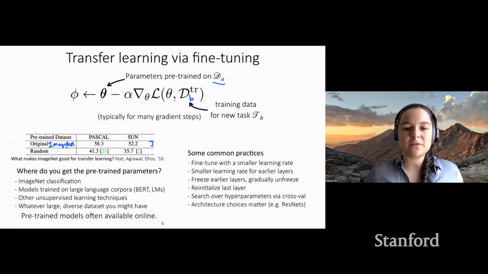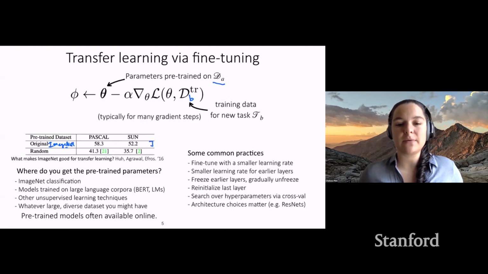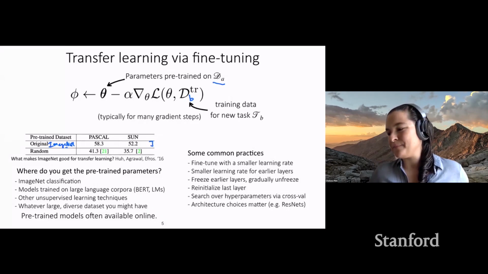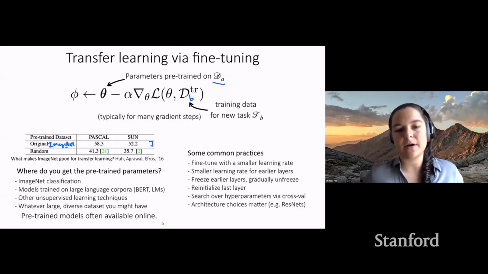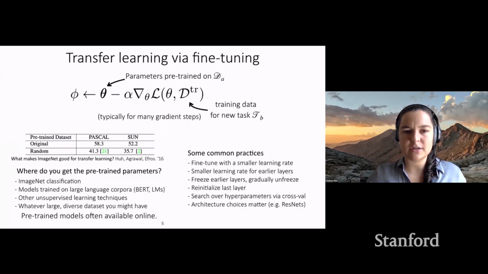And then finally, different architectures matter a lot. For example, a network architecture called residual networks, or ResNets, tends to fine-tune more quickly, simply because it's easier for gradients to pass through all of the network compared to some other architectures. Okay, any questions on fine-tuning and how it works?